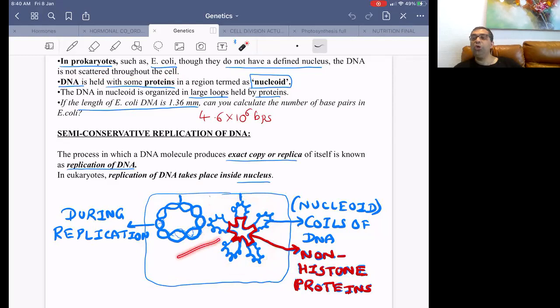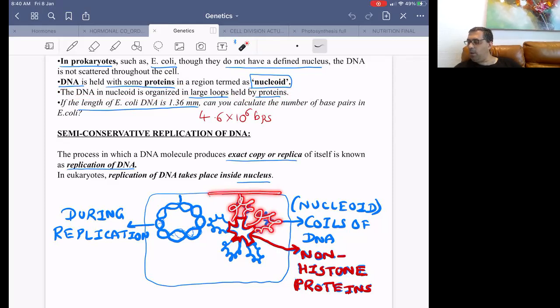So there is no nucleoplasm. There is only cytoplasm. And in the cytoplasm, the DNA is present. The DNA is held with some proteins in a region called the nucleoid. And the DNA in the nucleoid is organized into large loops held by proteins. So this is the cell membrane. This is DNA attached to it. DNA is in the form of coils.